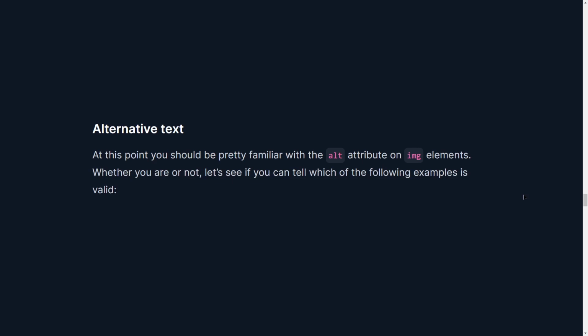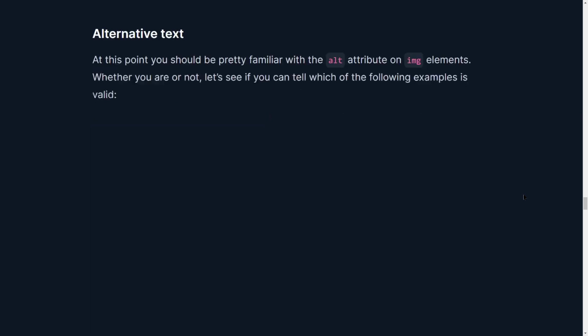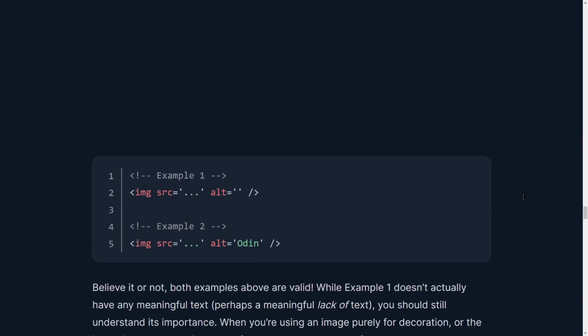Alternative text. At this point, you should be pretty familiar with the alt attribute on img elements. Whether you are or not, let's see if you can tell which of the following examples is valid. Example 1, image source is something, alt is empty. Example 2, image source and alt is Odin. Believe it or not, both examples are valid.